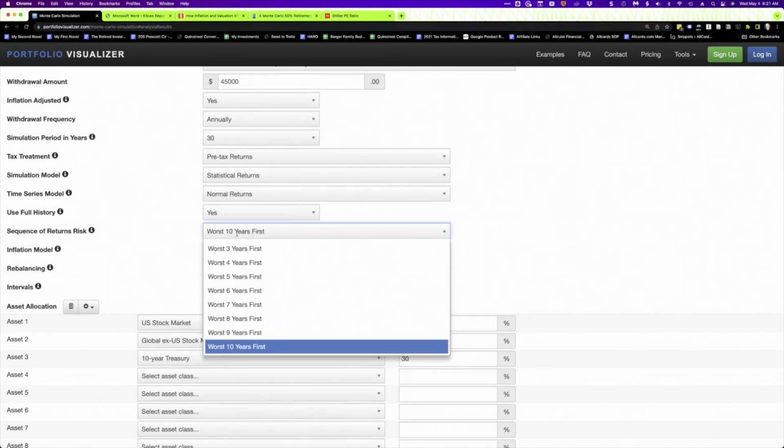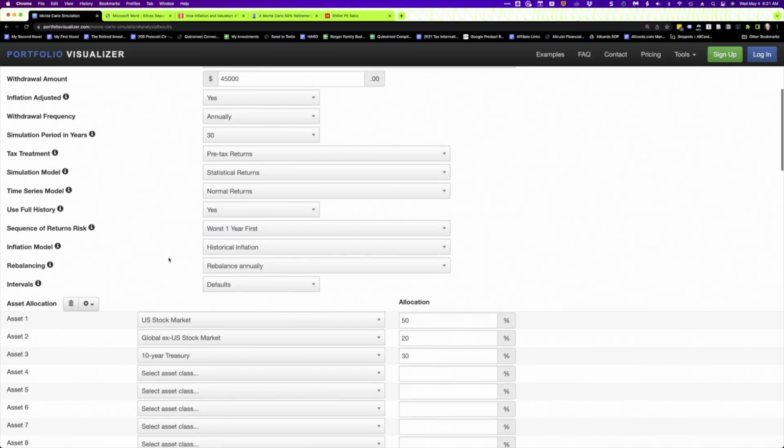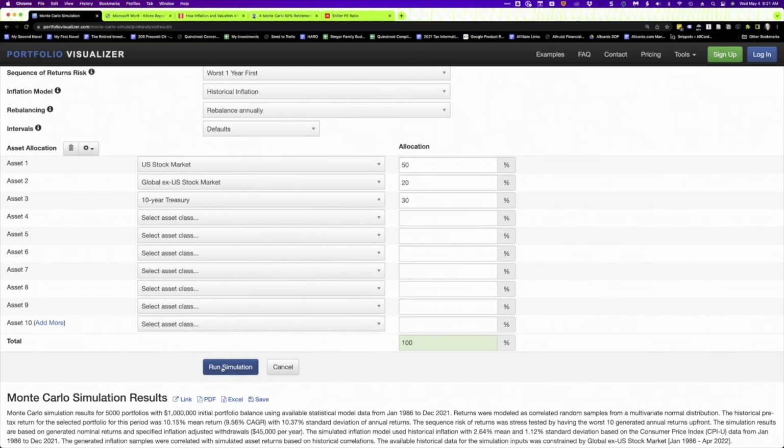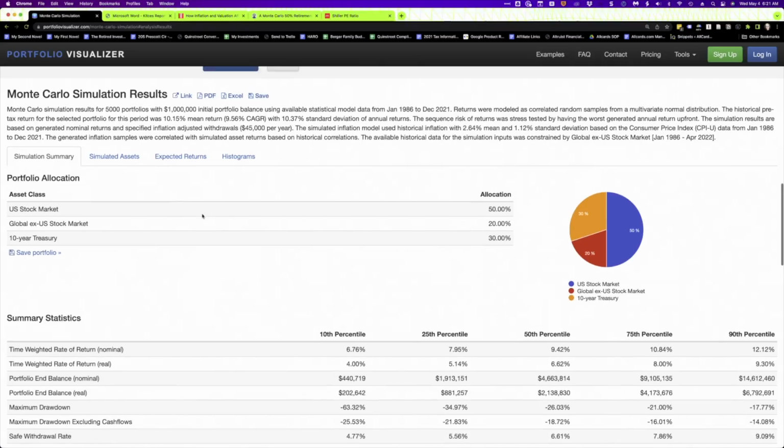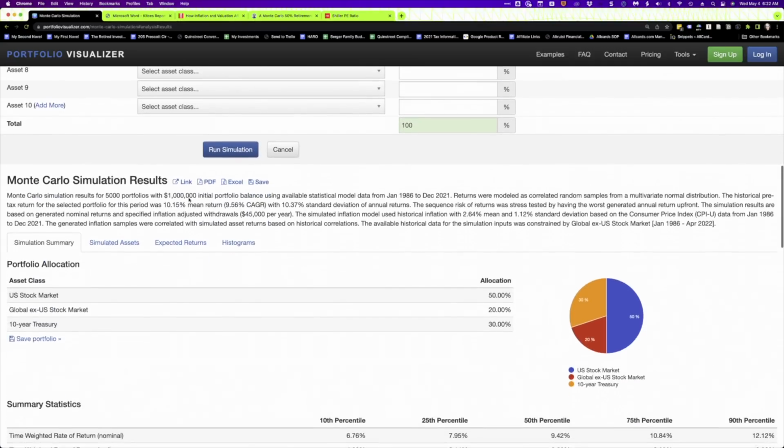Again, I think 10 years is a little excessive, so let's first start with just 1 year. How bad? And if the next year, 12 months are really bad, what does that do? Remember, we're starting with a 4.5% withdrawal rate.